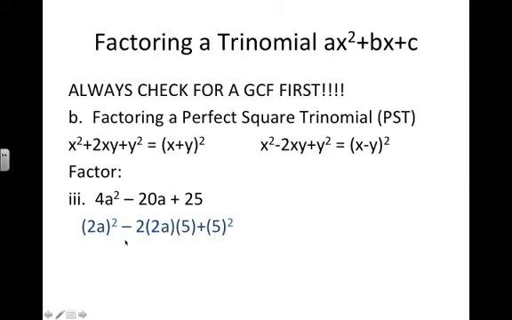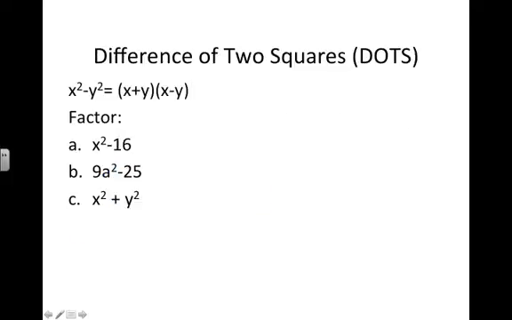Let's see. Since this is a minus, we'd need a minus here. And it's always 2 times first base, so 2a, times second base, so 5. So let's multiply this and see if we get negative 20a. So let's see, we get negative 2 times 2a, that's negative 4a, times 5 is negative 20a. So this does work. So the factored form here is going to be 2a minus 5, the whole thing squared. So that's just a little secret to make factoring a little easier if you have a perfect square trinomial.